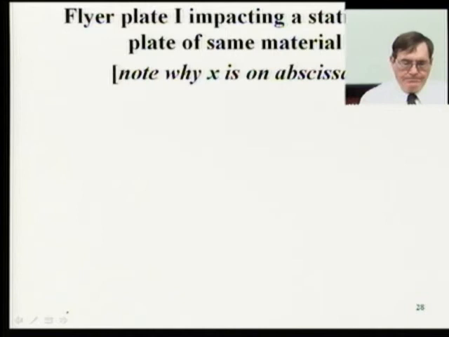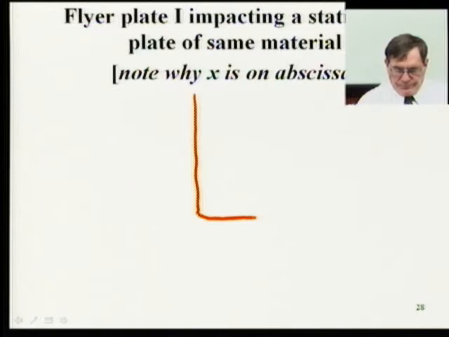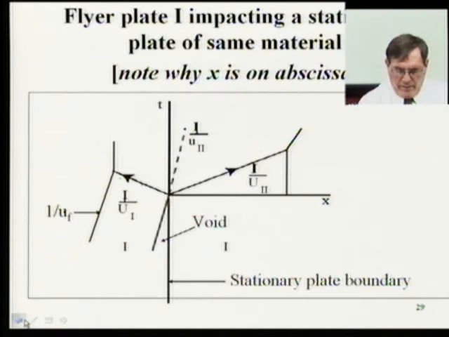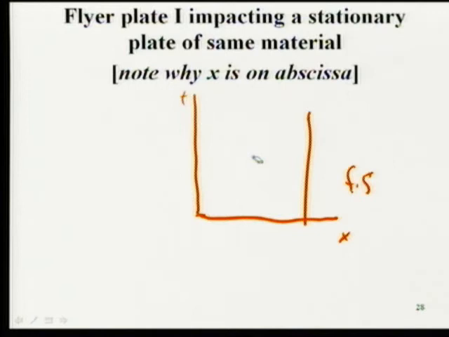All right, so what are we talking about? Symmetric impact. Let's use flyer plates. Let's start with a plate here. I'll just put the boundary here. That's a free surface. I don't need to do that, but I'll do that. And this is time. We're going to do an XT diagram, actually. So this is material 1. The flyer plate is material 2.